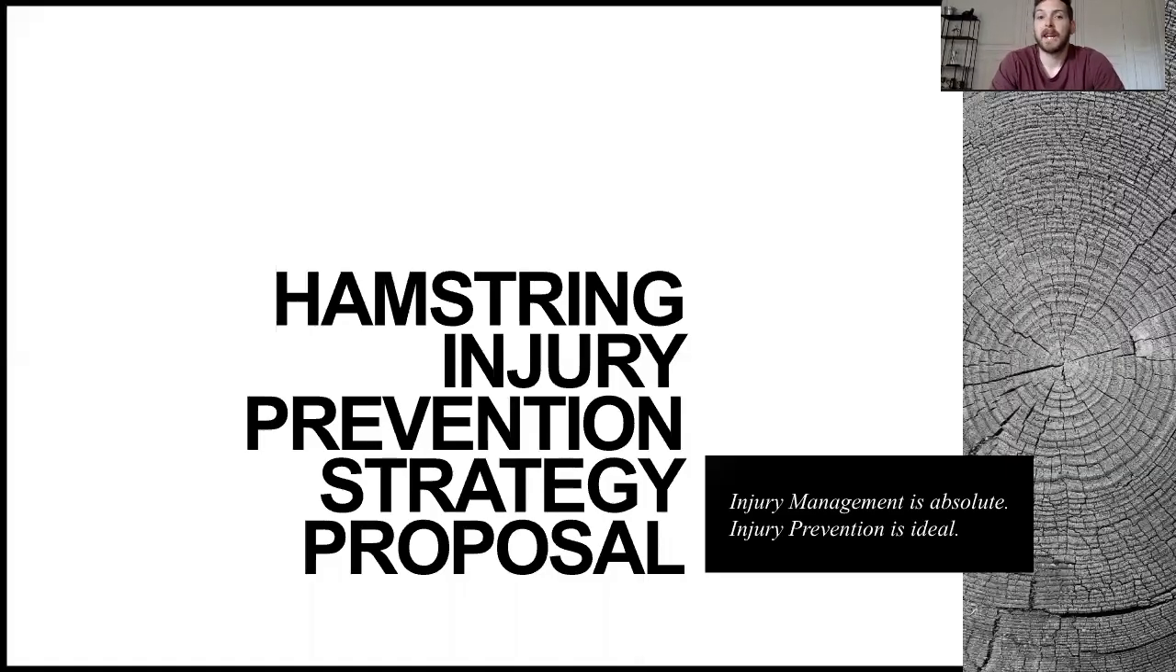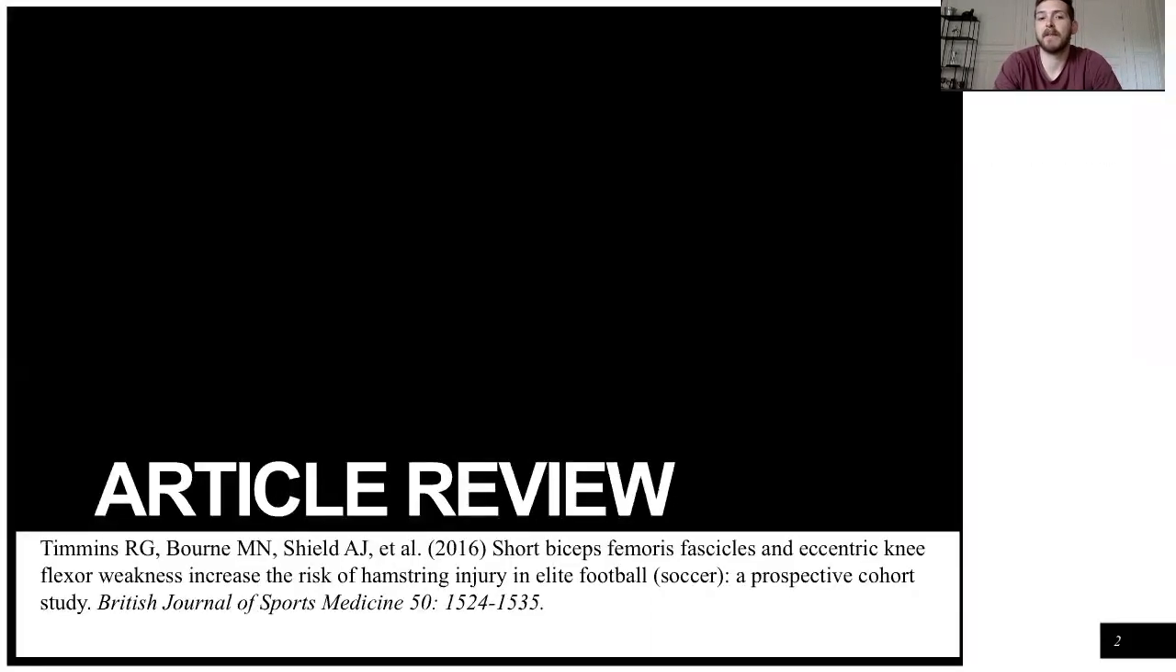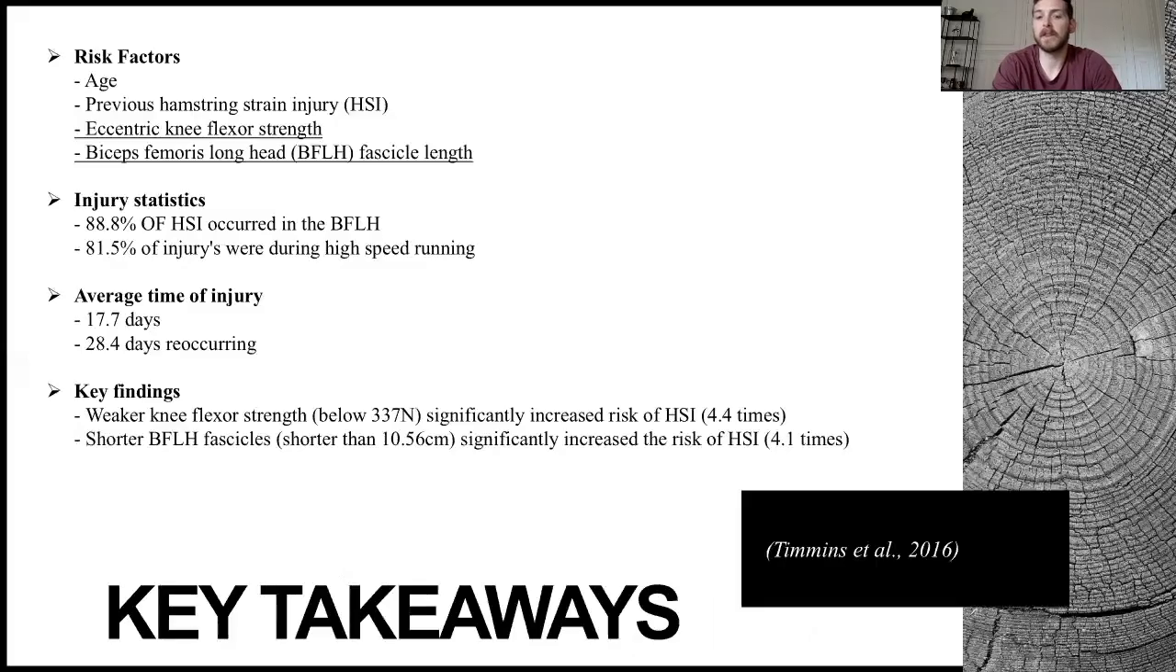So today we're going to be looking at a hamstring injury prevention strategy proposal for our football club. It's going to be based around the findings in the Timmins, Bourne and Shield article that we've all read. The key takeaways from the article for me were around risk factors, particularly the eccentric knee flexor strength and the biceps femoris long head fascicle length. They seem to be two real key identifying risk factors that can be modified, monitored and changed.